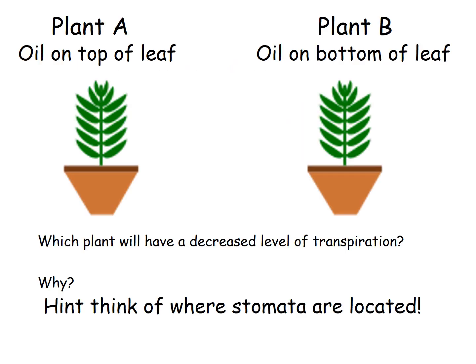So if we take an experiment and we're looking into decreasing the levels of transpiration, if we were to have oil on top of the leaf in plant A and we were to have oil on the bottom of the leaf in plant B, which one would have a decreased level of transpiration and why? Think about where the stomata are located. I'm going to give you 5 seconds to come up with an answer.